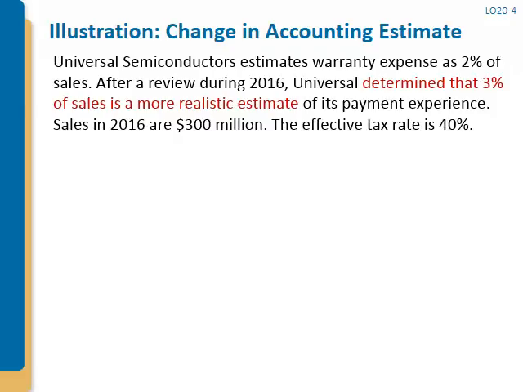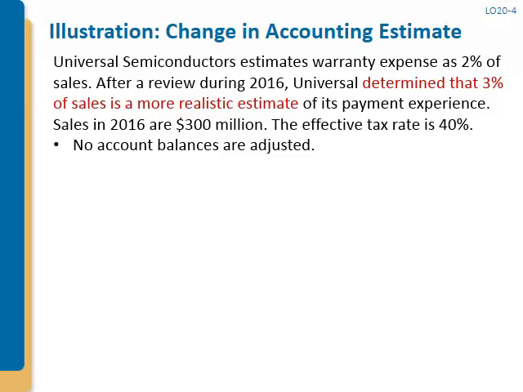It is given in the illustration that Universal Semiconductors estimates warranty expense as 2% of sales. After a review during 2016, Universal determined that 3% of sales is a more realistic estimate of its payment experience. Sales in 2016 are $300 million. The effective income tax rate is 40%.